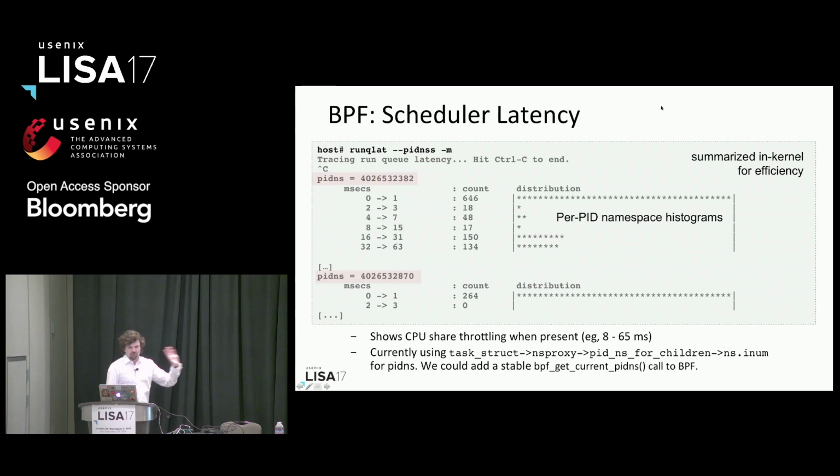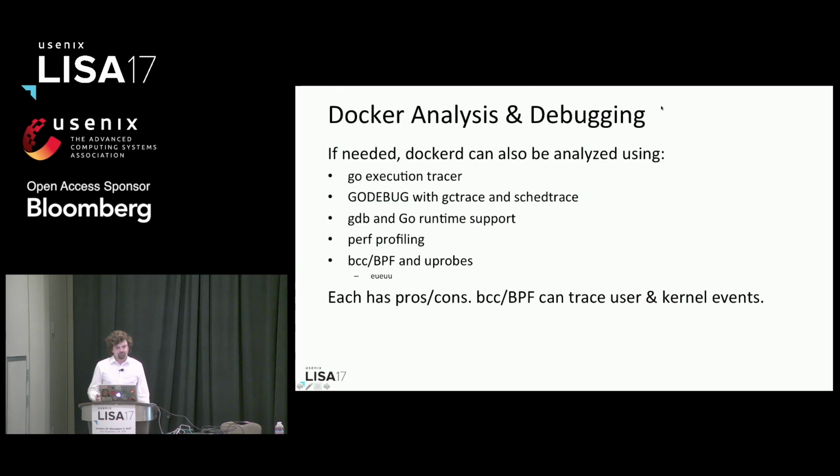So you can do things like look at scheduler latency. So this is per PID namespace histograms. So there's one histogram for each container is how that will work.